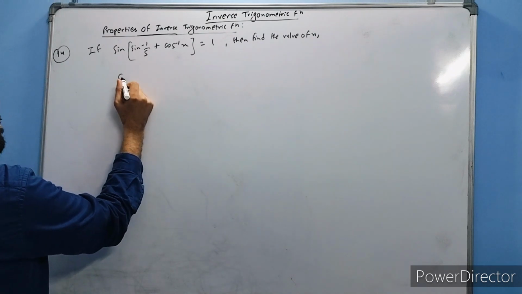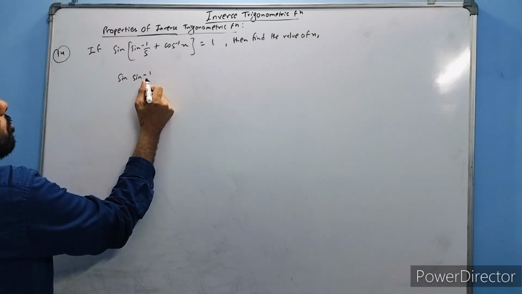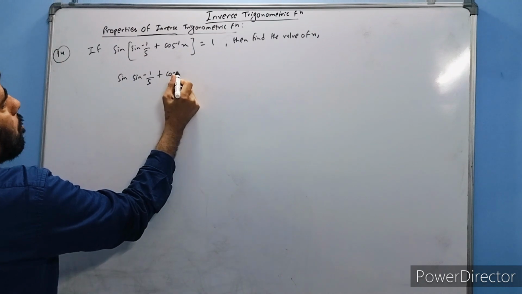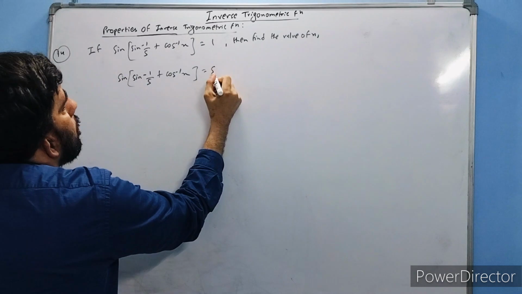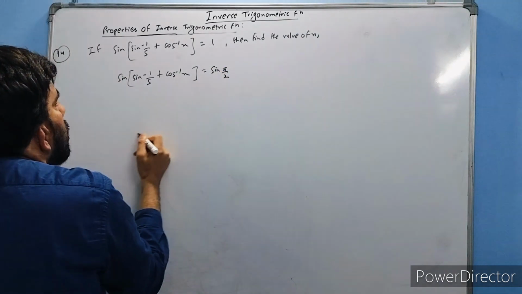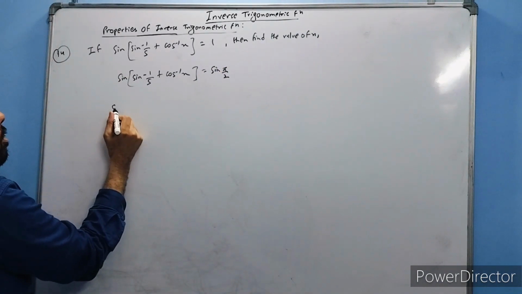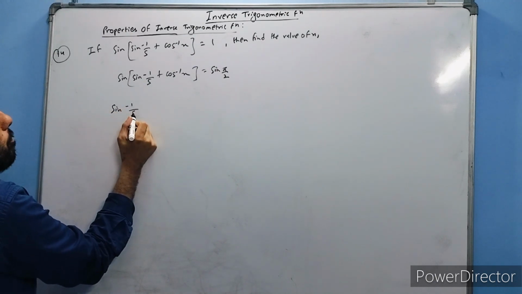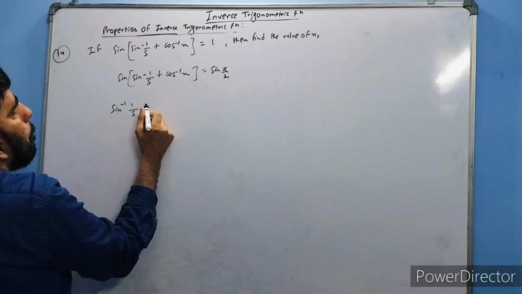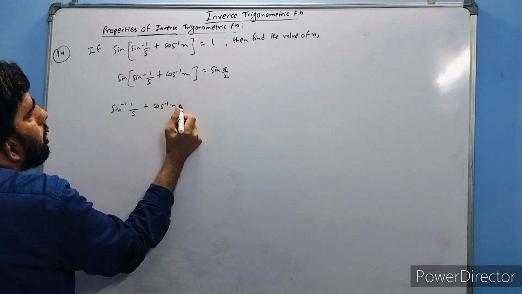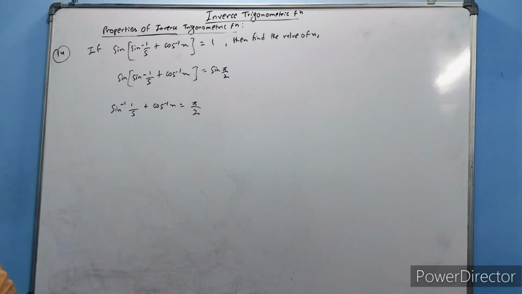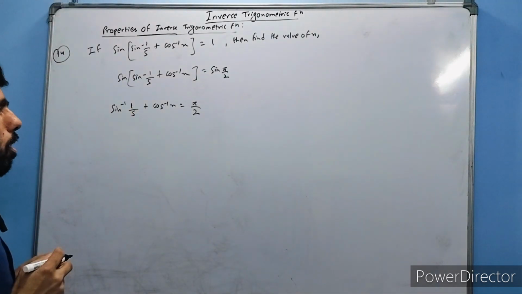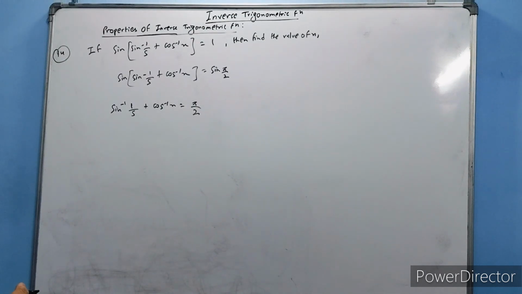We have sine inverse 1 upon 5 plus cos inverse x. You can put what is in sine 90, that is pi upon 2. So in a very simple way, we get sine inverse 1 upon 5 plus cos inverse x is equal to pi upon 2.